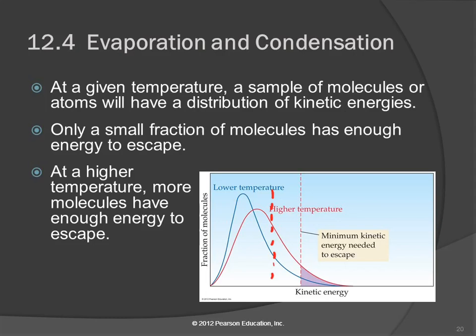So weaker intermolecular forces moves the minimum required energy to escape. It's easier to get out. You don't have to have as much energy to get out. And so then, even at the low temperature, we've got a much higher fraction of molecules that have enough energy to escape. So if the intermolecular forces are weaker, evaporation will happen faster.